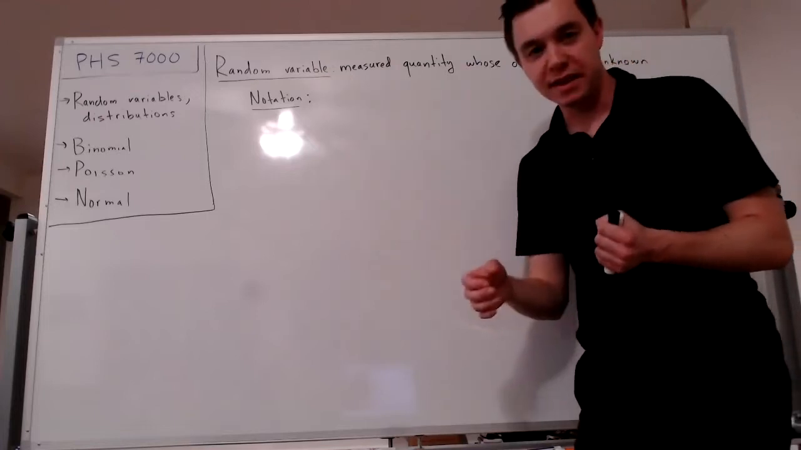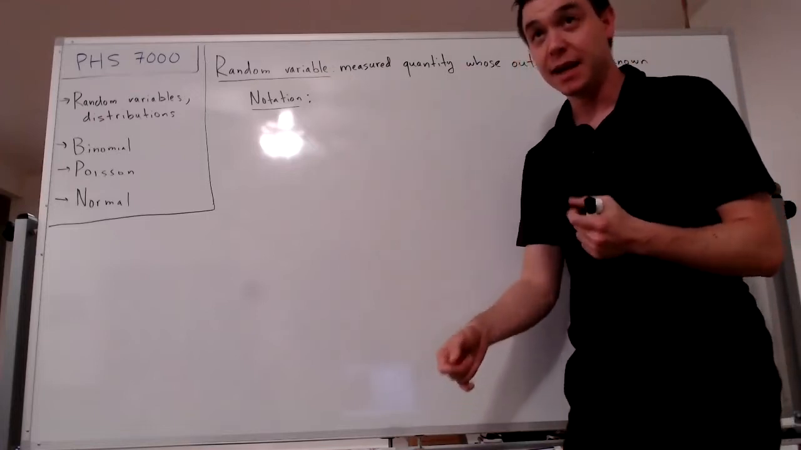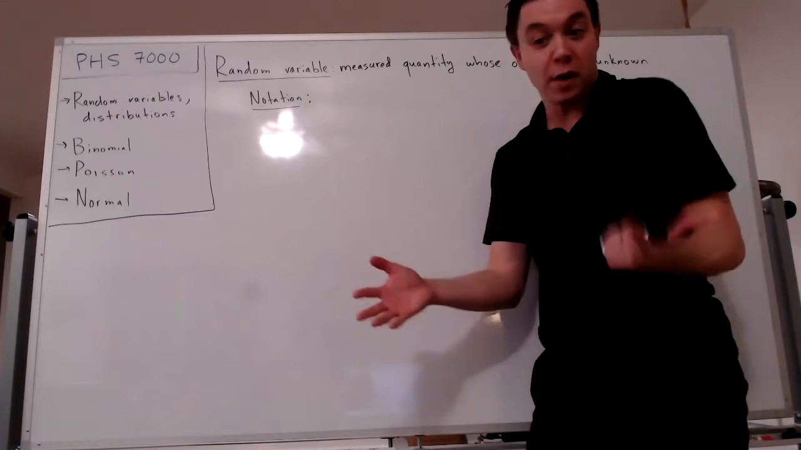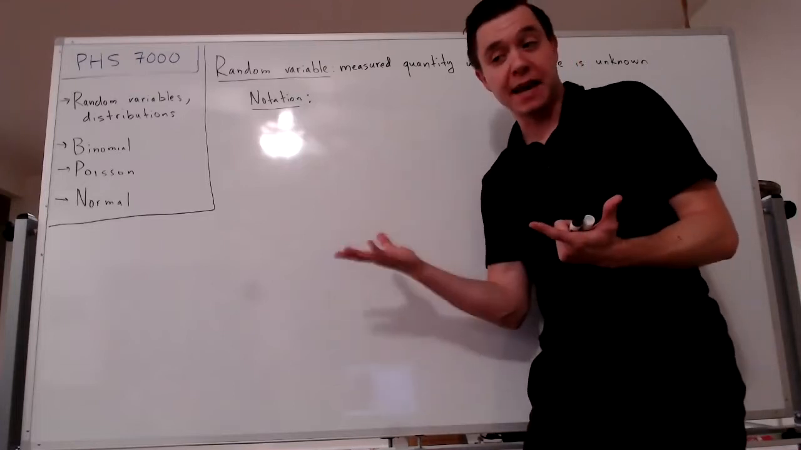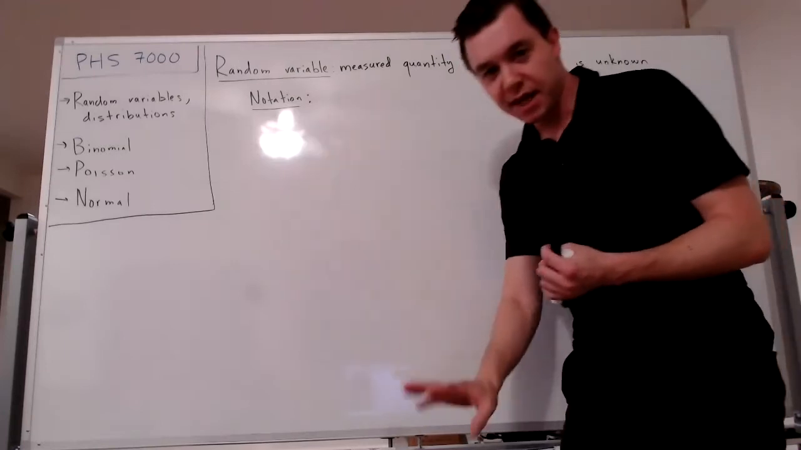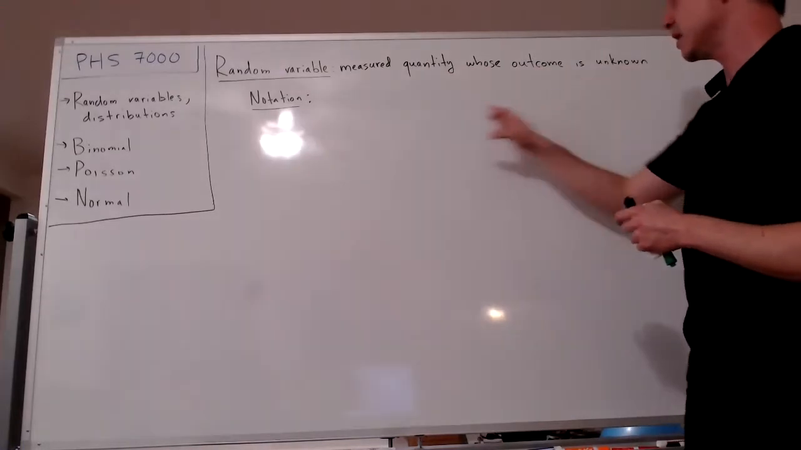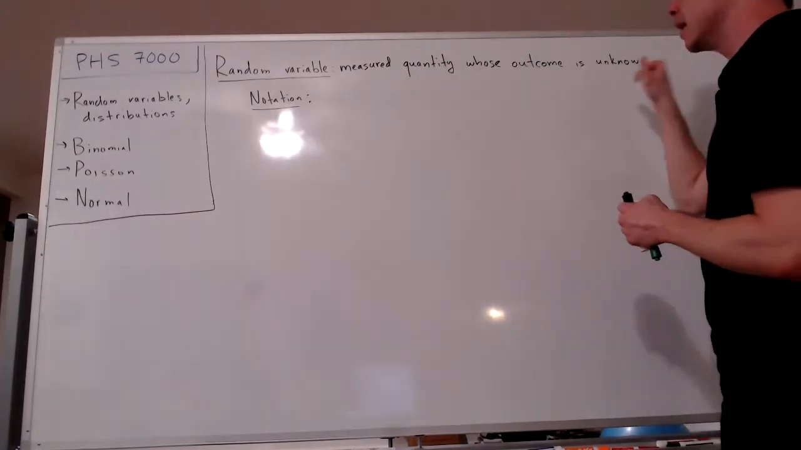Plenty of variables have a very systematic pattern. A coin flip just so happens to be one where one thing happens half the time and the other thing happens half the time. If you read something out there with that definition, there's a very specific way I worded this. Measured quantity whose outcome is unknown.